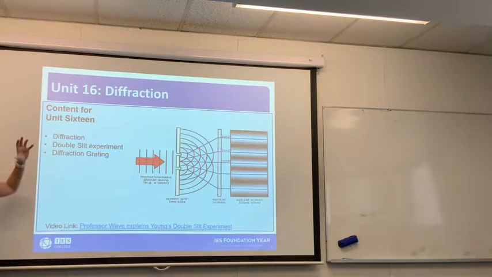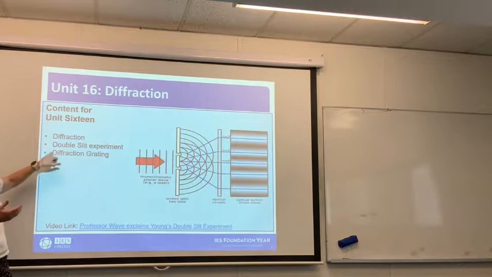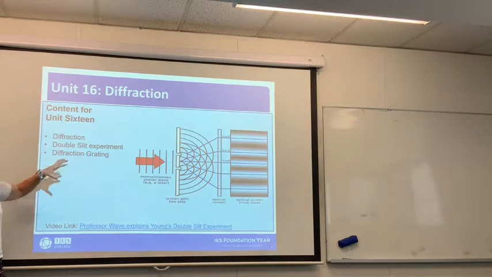The ideas we're covering today are diffraction, the outcome of the double slit experiment, which you can see here, like that's basically what's going on, and the idea of a diffraction grating as being more effective than Young's double slit experiment.